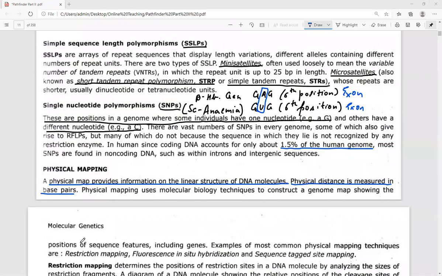Any doubt? Now, a physical map measures the distance between the DNA molecule in terms of base pair. It measures the actual distance in between genes in terms of base pair.